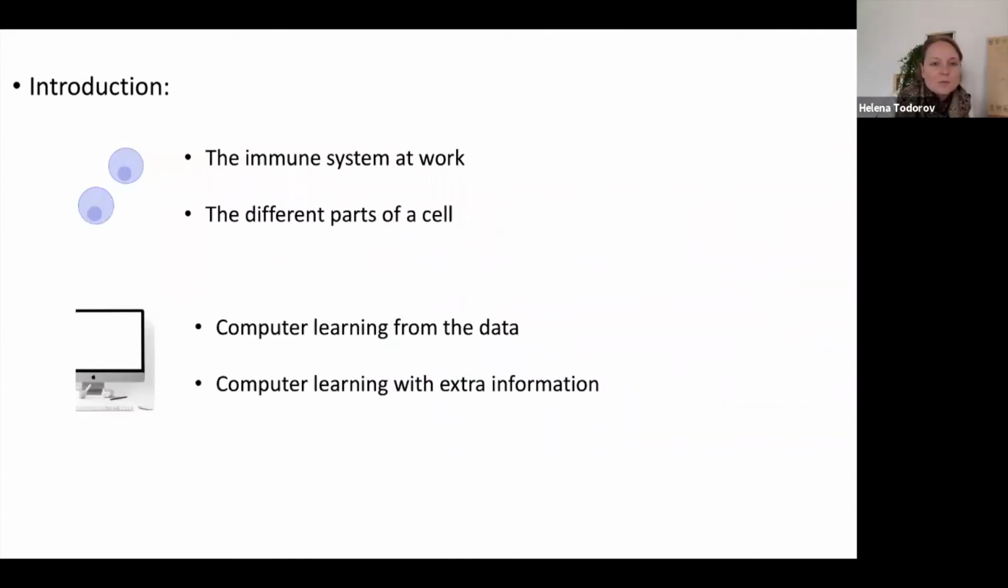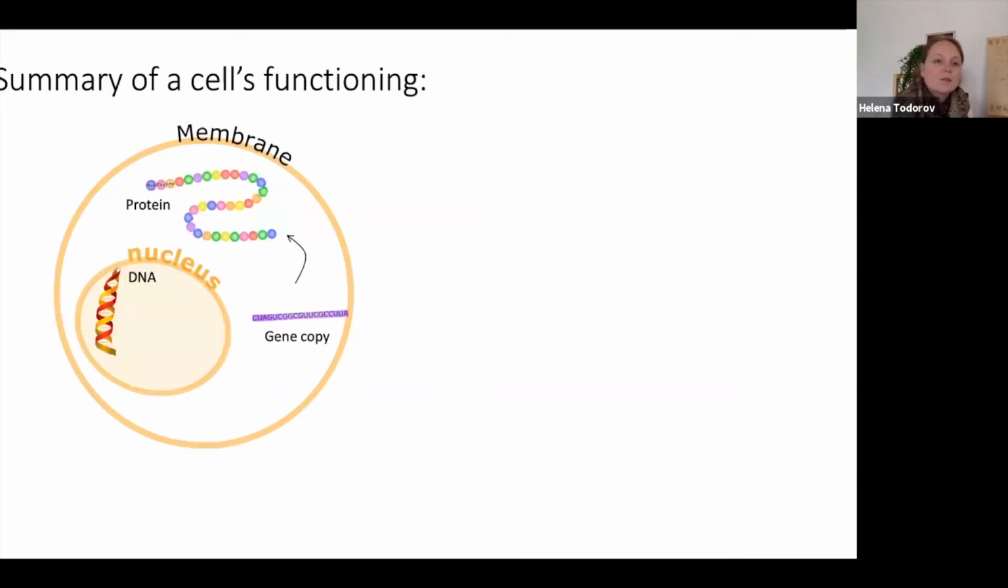I'll now move to this second part of the introduction and mention briefly which parts of the cell we focus on. So just as a quick reminder, this is a eukaryotic cell. We have the nucleus here in which we can find the DNA. And if a cell wants to start expressing some genes, it first has to make a gene copy that can move out of the nucleus and can then be used to make proteins.